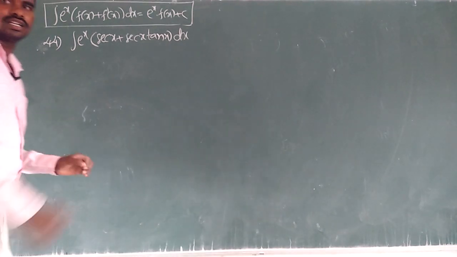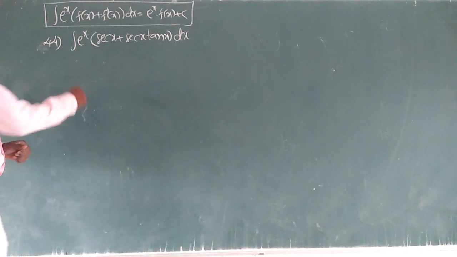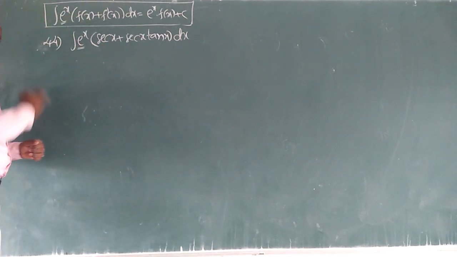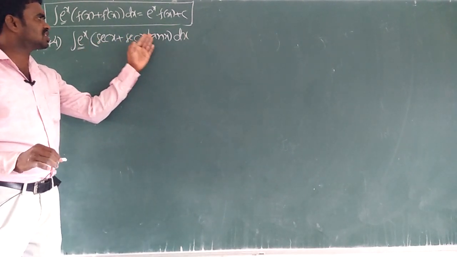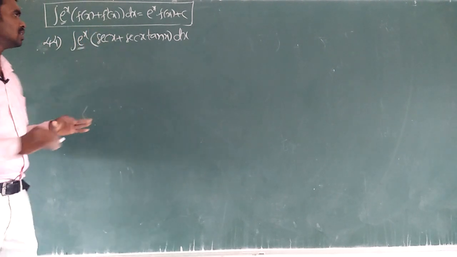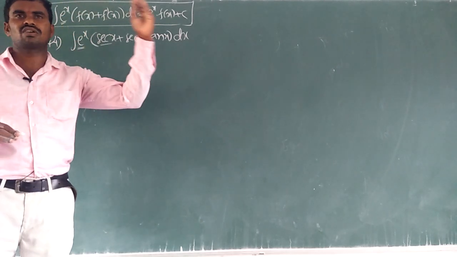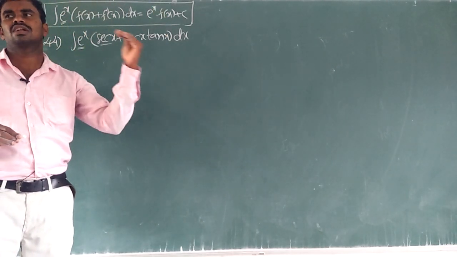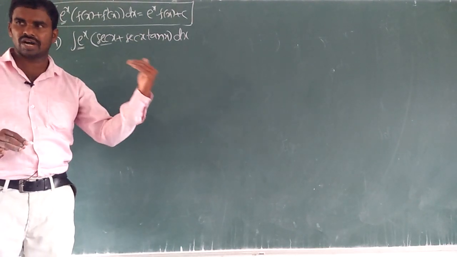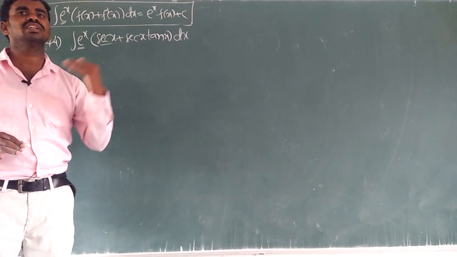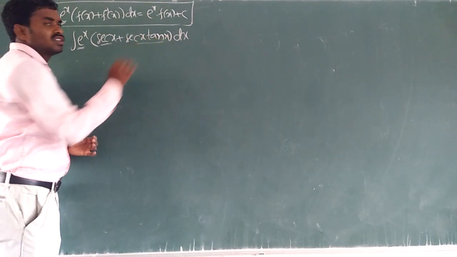Yes, 44 only. Okay. Integration of e power x of secant x plus secant x tan x. First e power x is there. So now let us see, is derivation of this one or derivation of this one is this one. We have to check that. Yes. What is derivation of secant x? First sin x derivation, cos x derivation, minus sin x, tan x derivation, secant square x, cot x derivation, minus cosecant square x, secant x derivation, secant x into tan x. Secant x derivation is secant x into tan x.